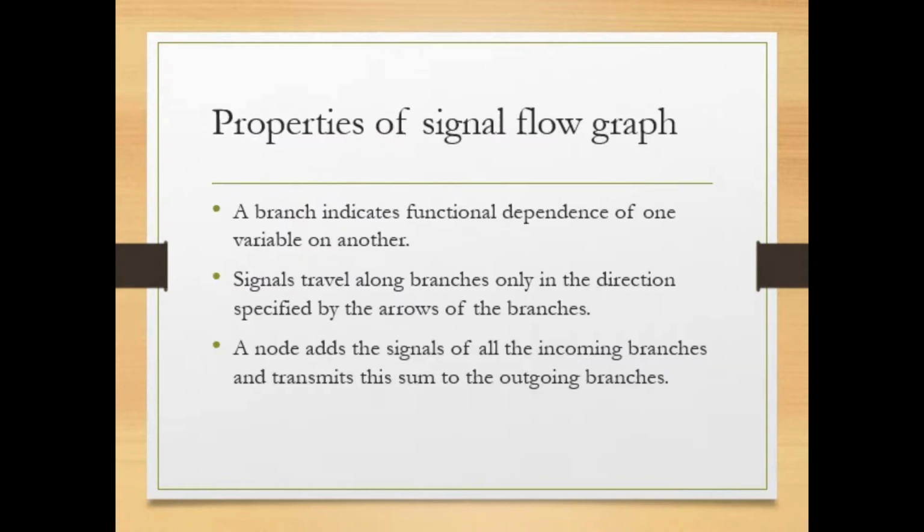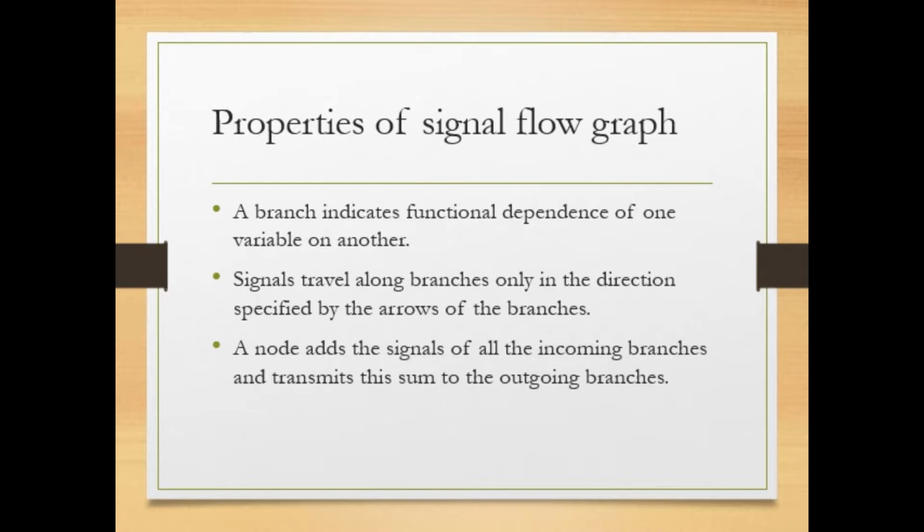Next is properties of signal flow graph. We use a set of algebraic equations to construct the signal flow graph, which is obtained from the differential equations of a particular system. The signal flow graph is applicable only to linear systems, and a signal should always travel only in one direction. The direction is specified by the arrows of the branch, and we have a node in the signal flow graph, which we have already seen.